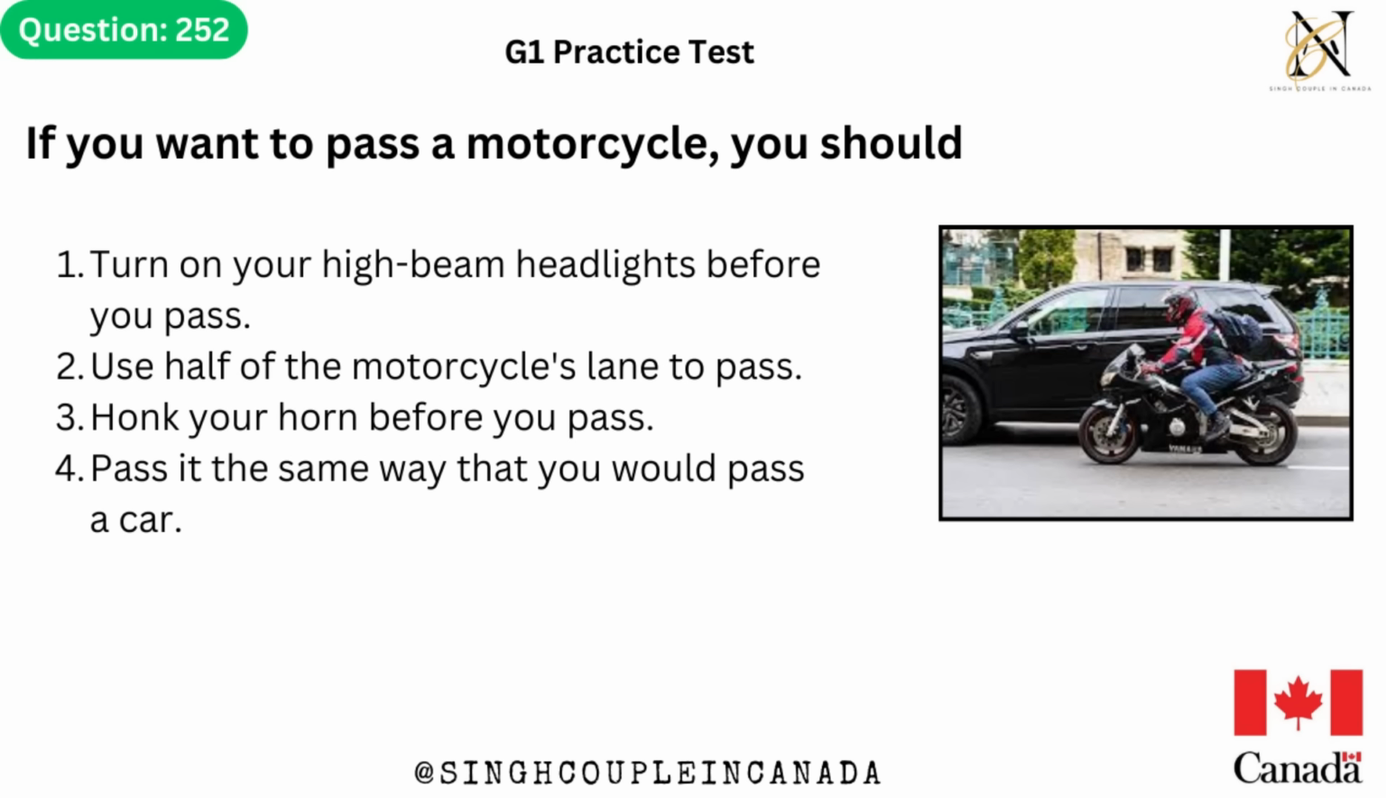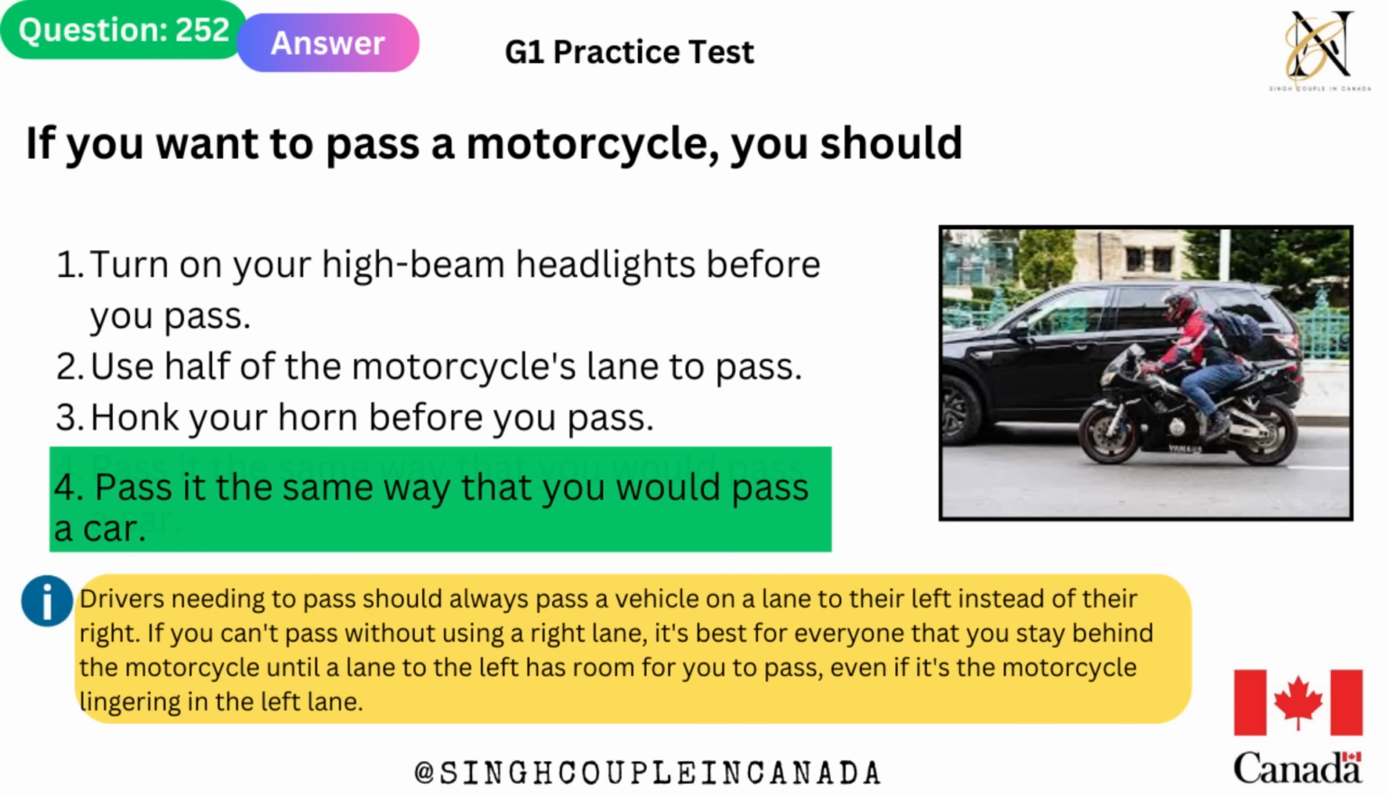If you want to pass a motorcycle, you should 1. Turn on your high beam headlights before you pass. 2. Use half of the motorcycle's lane to pass. 3. Honk your horn before you pass. 4. Pass it the same way that you would pass a car. The answer is 4. Pass it the same way that you would pass a car.